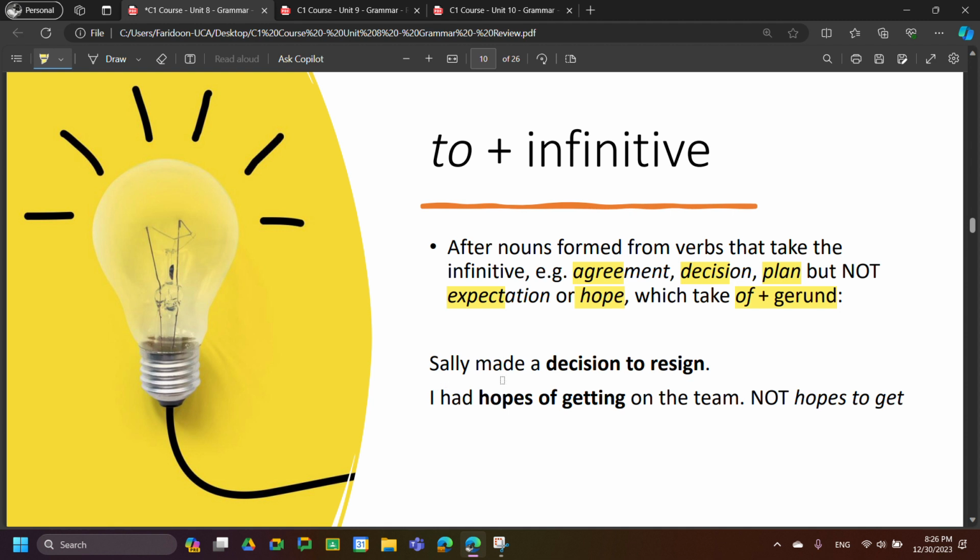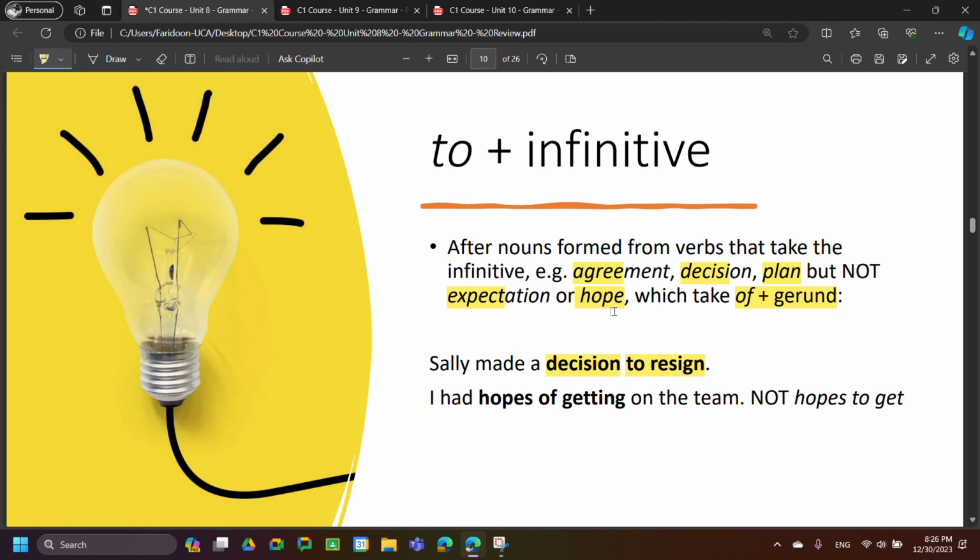Example, Sally made a decision to resign. So made a decision or made the decision to resign. The point is that you're using a noun, which the verb of it, decide, for example, is also followed by an infinitive. In here, it's doing the same thing.